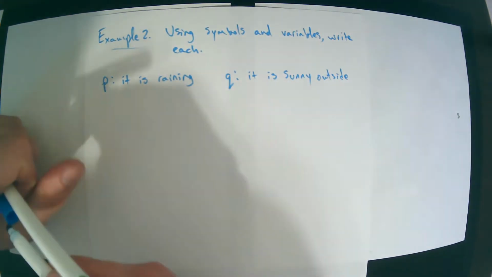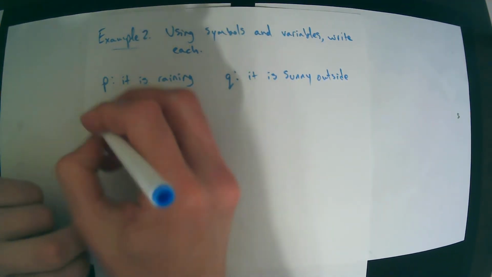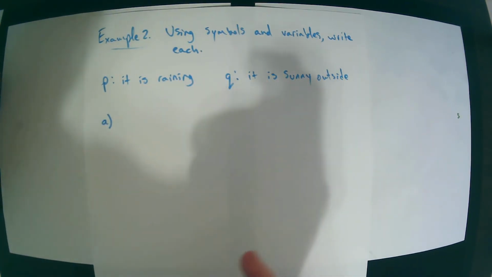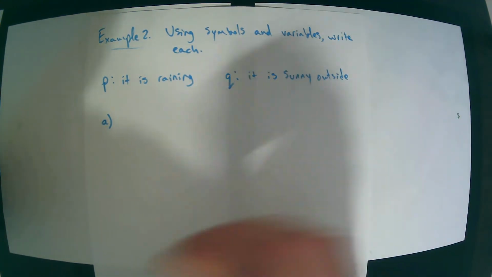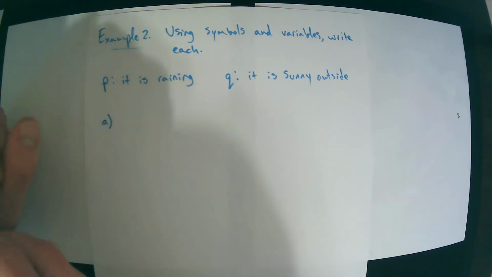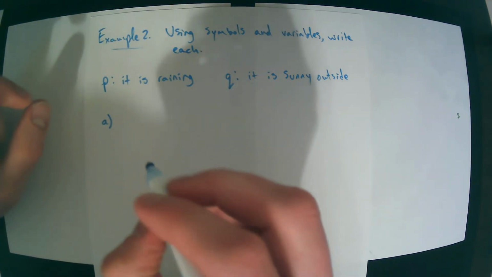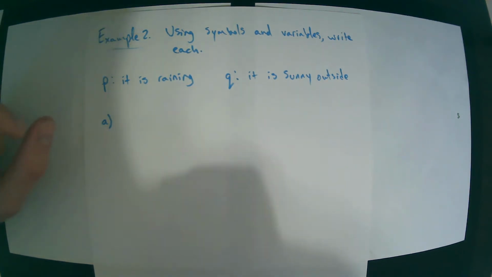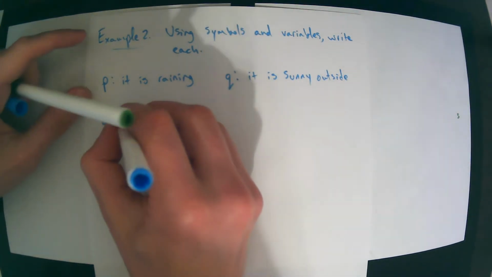Now, for this example, I'm not concerned with the truth value of the statement, okay? Because the truth value of these statements would depend on where we are and what time of day and whether it's raining or not, whether it's sunny or not. So we're not concerned with the truth value. Part A says it is sunny outside and it is not raining.